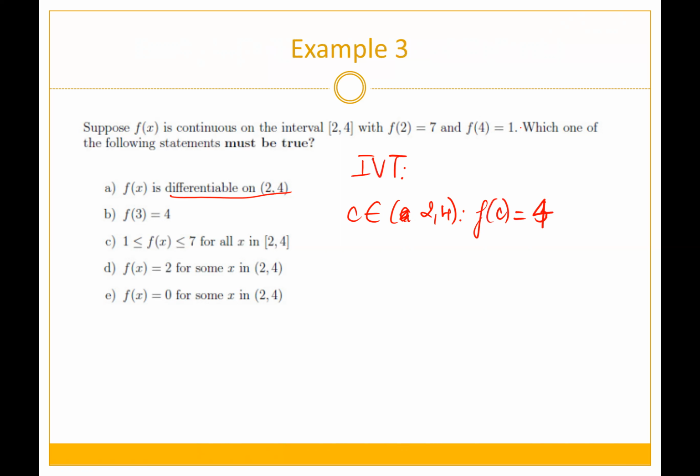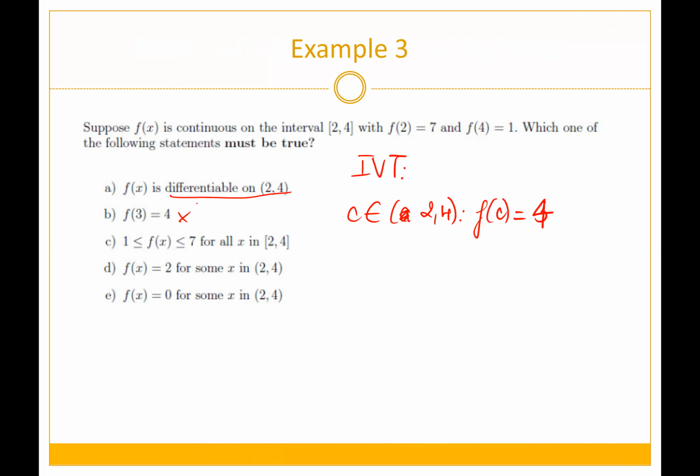However, you don't know if it's going to fall exactly on x equal to 3. That will make f(3) equal to 4. So there's nothing guaranteed that f of x is equal to 4. You know at least there will be a point, but you don't know if it's actually at 3 or not. So B is also not true.